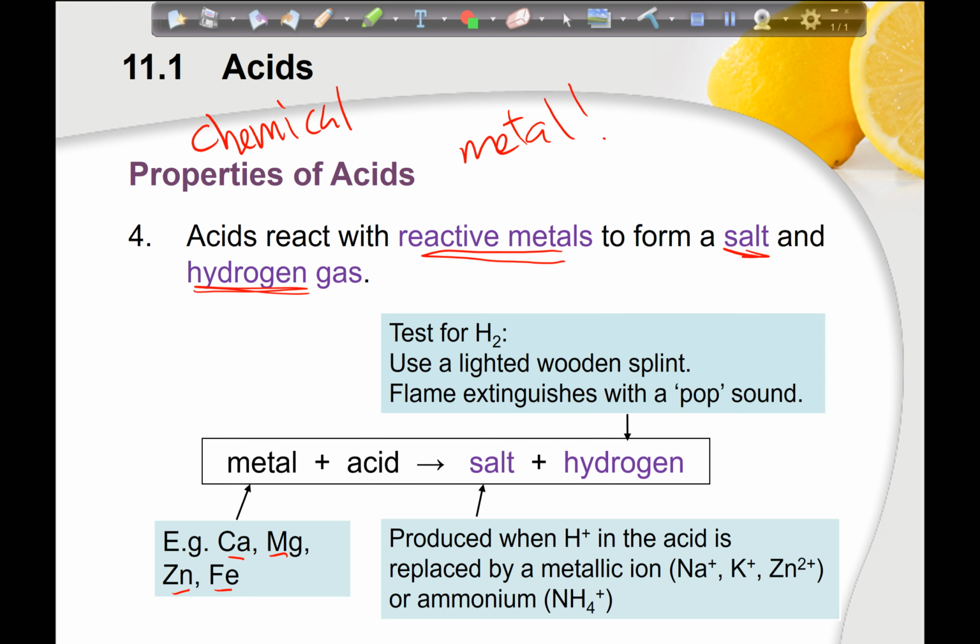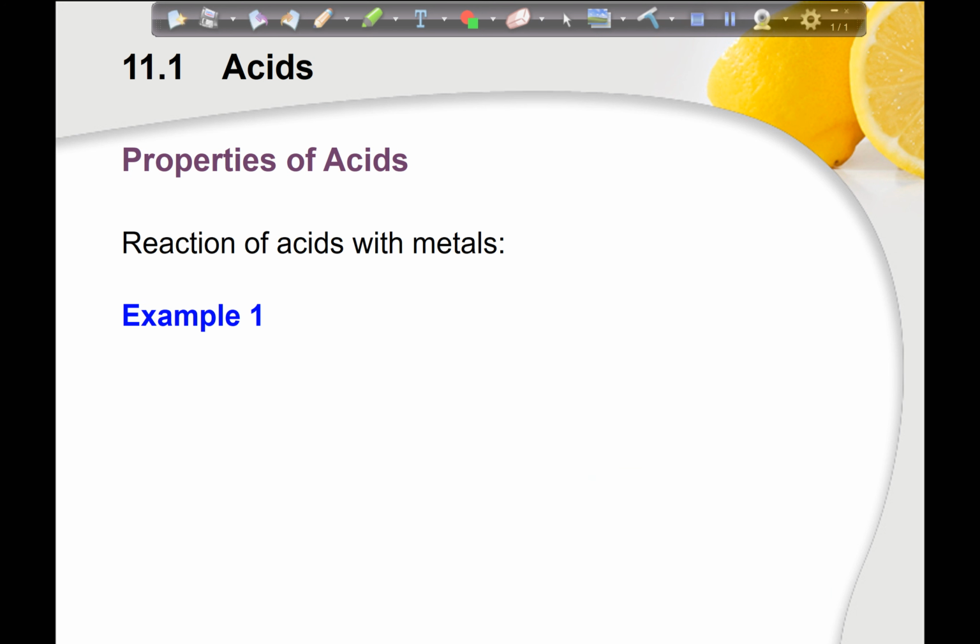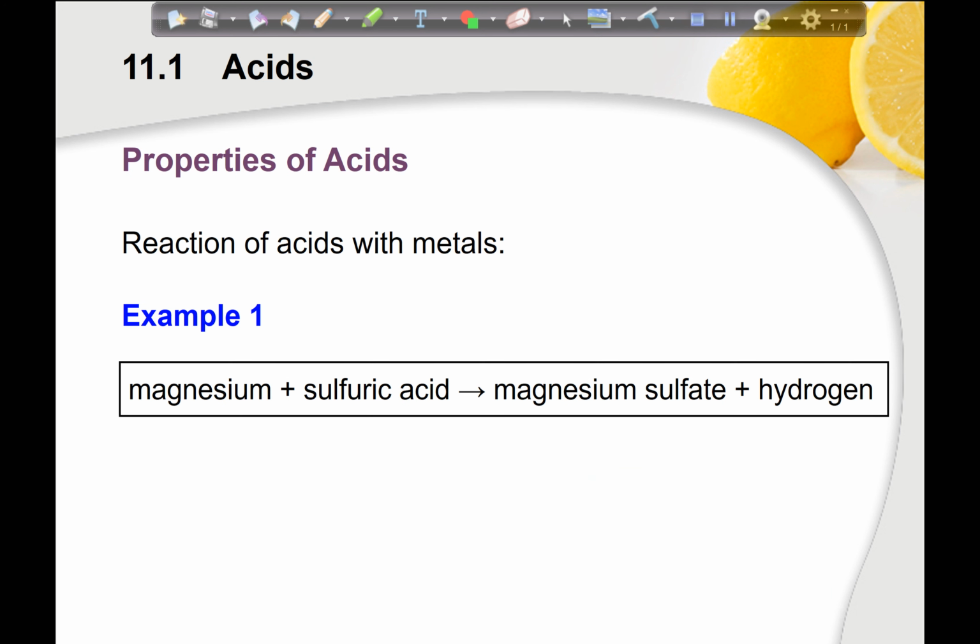Alright, so how do we know that hydrogen gas is produced? Basically, when the flame extinguishes with a pop sound, you should know that hydrogen gas is produced. Do take note that unreactive metals, such as copper, silver and gold, do not react with acid because they are very unreactive metals. So every time questions will give us something like this: magnesium, this is a metal, plus sulfuric acid, this will be your acid, will give you a salt and hydrogen gas.